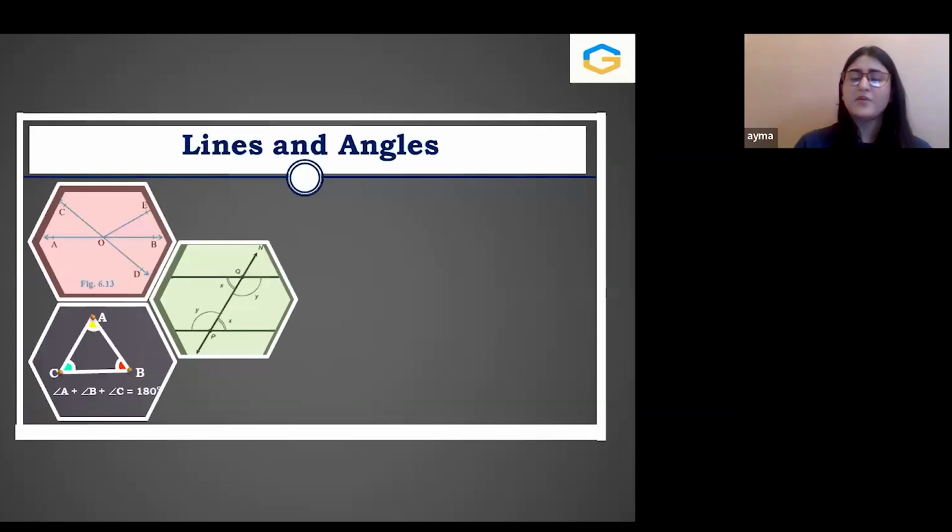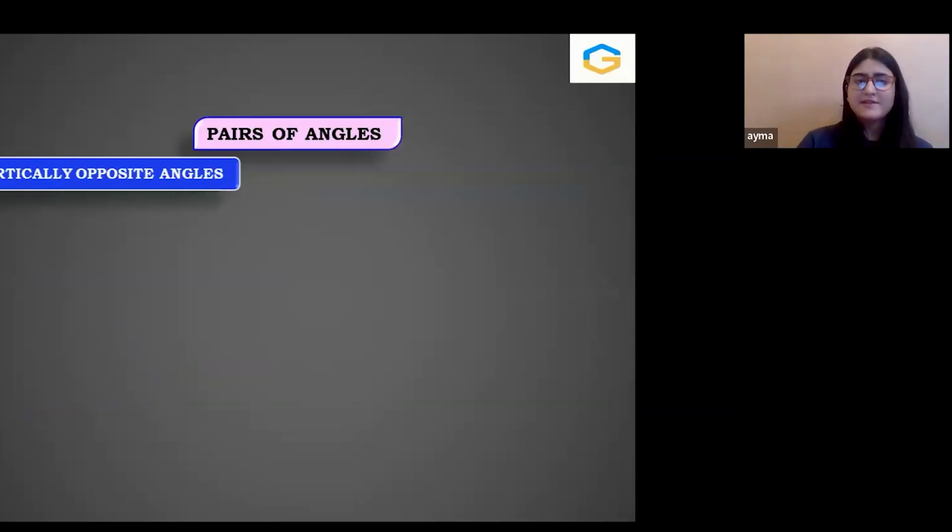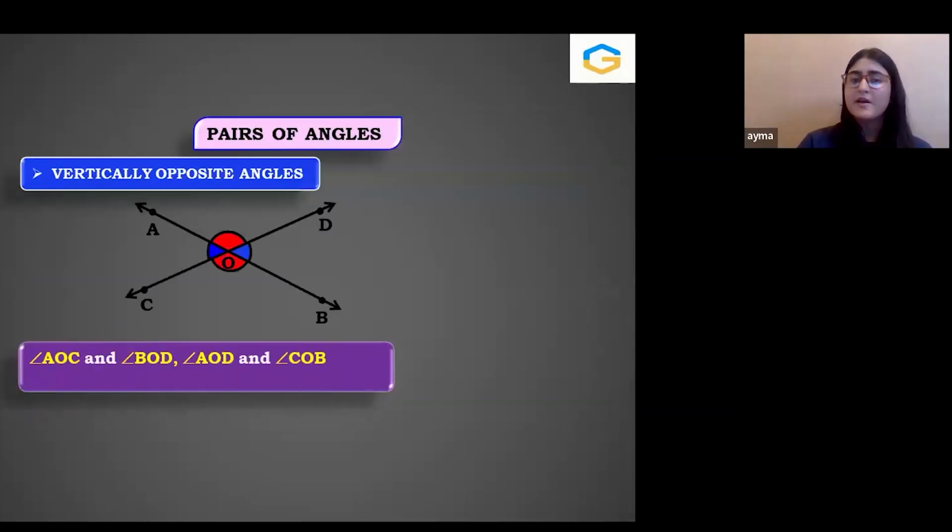So today the chapter that we're going to start with is Lines and Angles. So let's see what we have in it. See, angles: we know when two lines meet at a specific point, that is the vertex, they make an angle, right? And a line is a collection of infinite dots. So these two things we're already familiar with. Now comes the concept: what exactly do we have in these lines and angles, different types and all. So first of all, we're going to discuss the pairs of angles. First of all, vertically opposite angles.